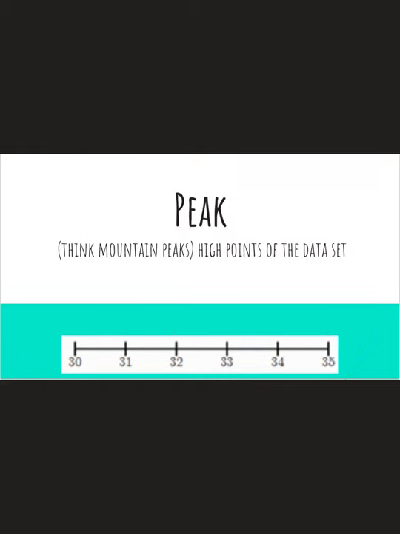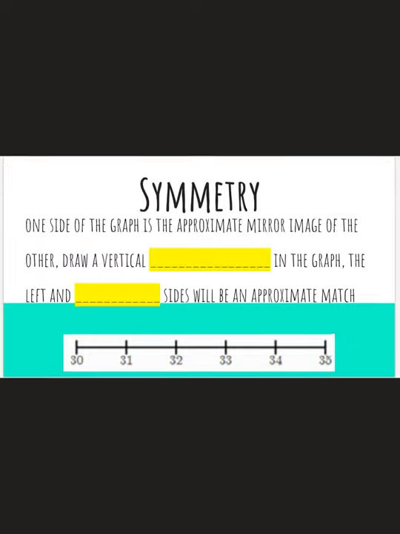All right, this is a peak. You want to think about mountain peaks, high points in the data set. So that would be like saying if I put 1 at 30, 4 at 31, 2 at 32, 1 at 33, and then nothing at 34 and 35, my peak would be at the number 31, because that's the highest point of my data set. And looking to the right and to the left of my peak, it's a big drop off on both sides.